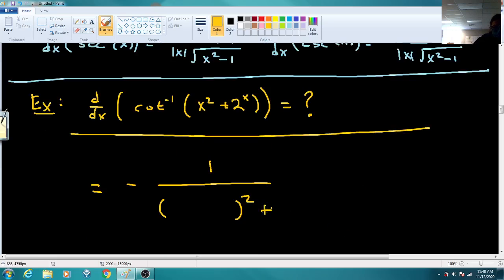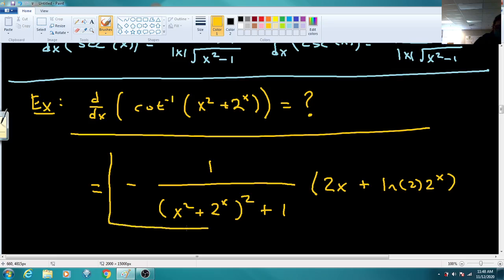But in what we have here, we're not going to put x in there. We put the inner function here, and we leave the inner function alone. Then this gets multiplied by the derivative of the inner function. The derivative of x squared is 2x. The derivative of 2 to the x is natural log of 2 times 2 to the x. And that will be our derivative.